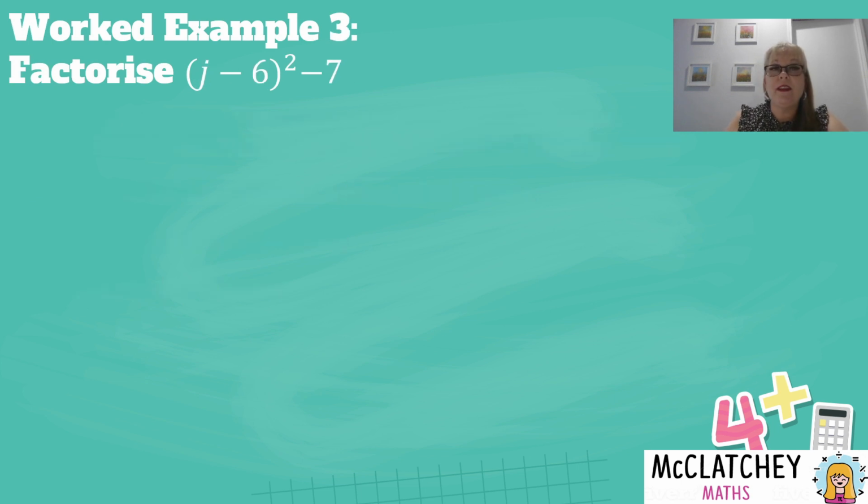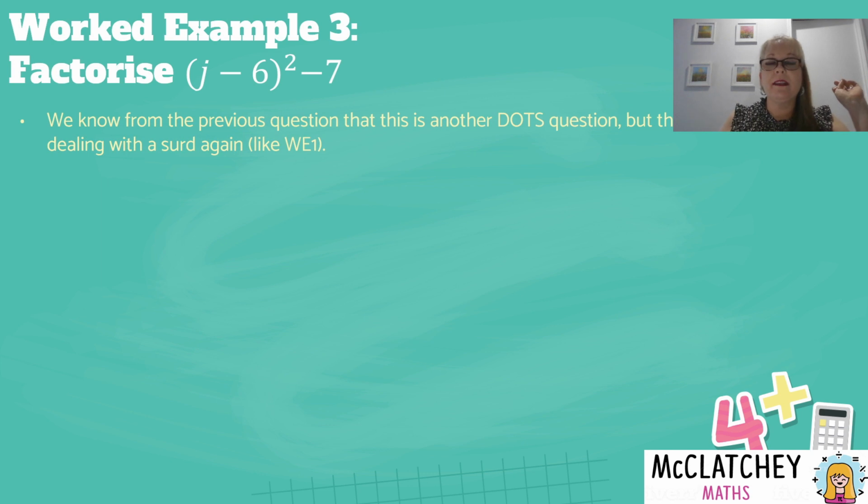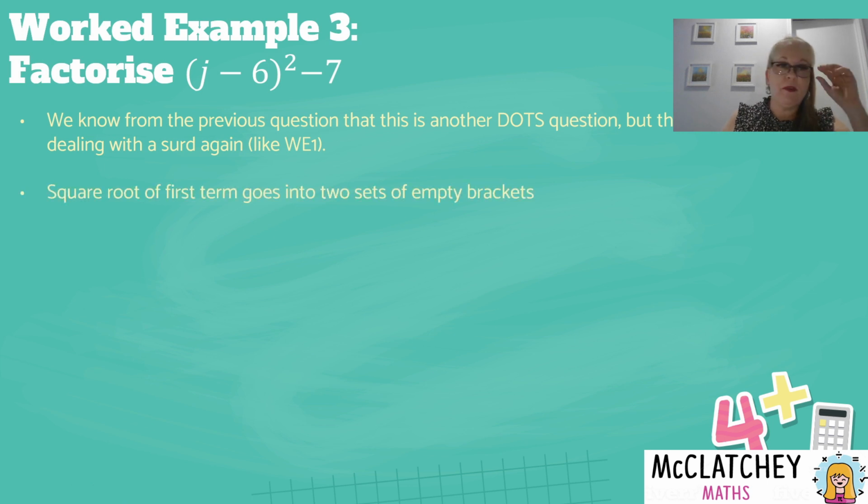Okay, worked example 3. We've got that perfect square again, except this time instead of them being added, they're being subtracted, and we're taking 7 away at the end. So we're now combining what we did last time with our first example as well. We've got 2 examples combined. So we've got a surd here, and we've got a perfect square here. This is quite tricky for people to recognize these.